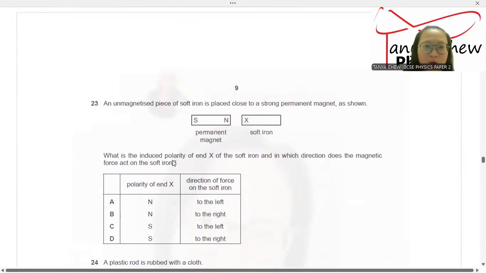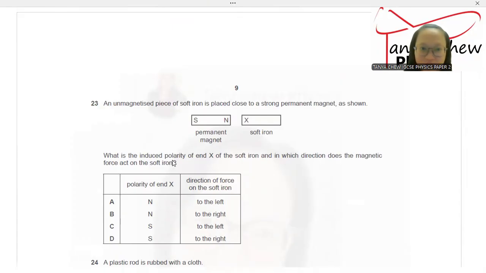Now, question number 23. An unmagnetized piece of soft iron is placed close to a strong permanent magnet as shown. What is the induced polarity at X of the soft iron, and in which direction does the magnetic force act on the soft iron? First of all, soft iron is called soft magnetic material. So soft magnetic material is one of the magnetic materials as well.